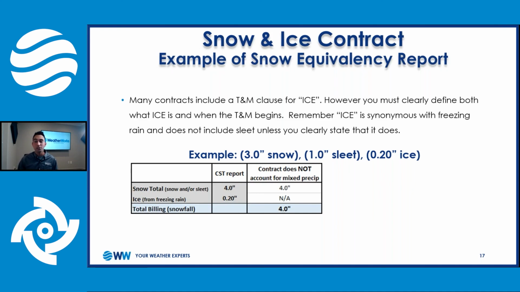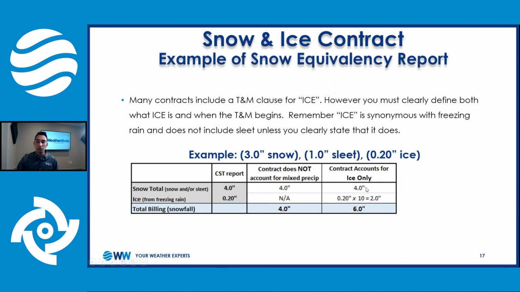So if you had a contract that does not account for mixed precipitation, you're going to feel like you're doing a whole lot of work, but you're only going to be able to bill for 4 inches, which probably is not ideal. So a simple suggested solution, which again, if you can talk to your client about it and they agree to it, would be that the contract accounts for at least ice.